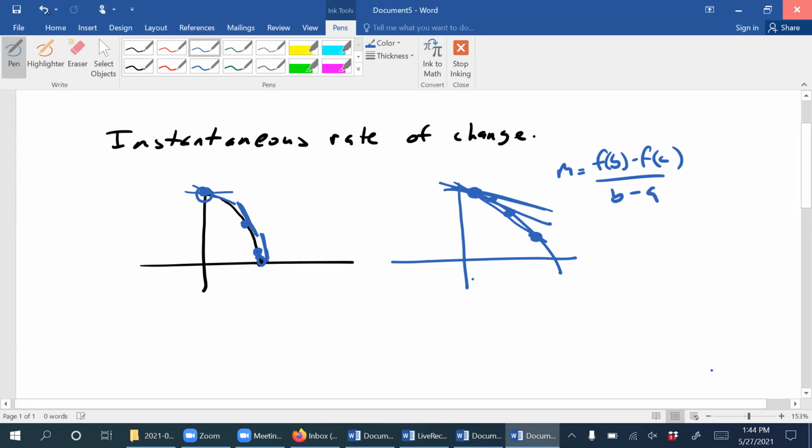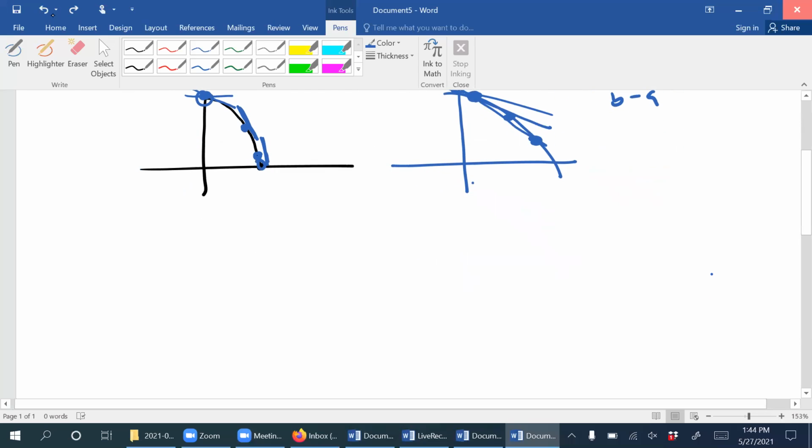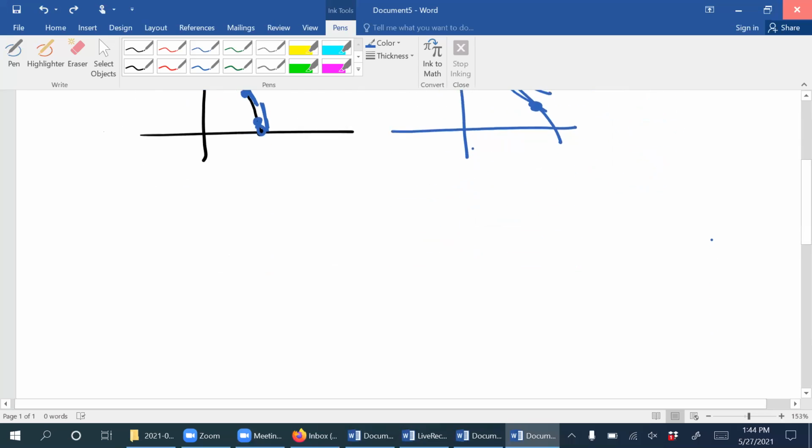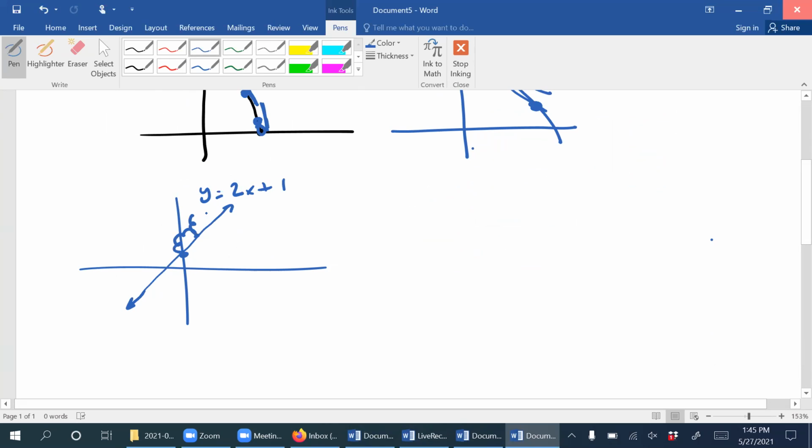Now, let me demonstrate what we're trying to do here. We're trying to find slope, usually using two points. For a straight line, that's always going to be the same. If I give you a straight line, let's see, y is equal to 2x plus 1. Here's my 1. Rise up 2, over 1. The slope of the line is always the same. Rise over run, rise over run. It's always the same slope.